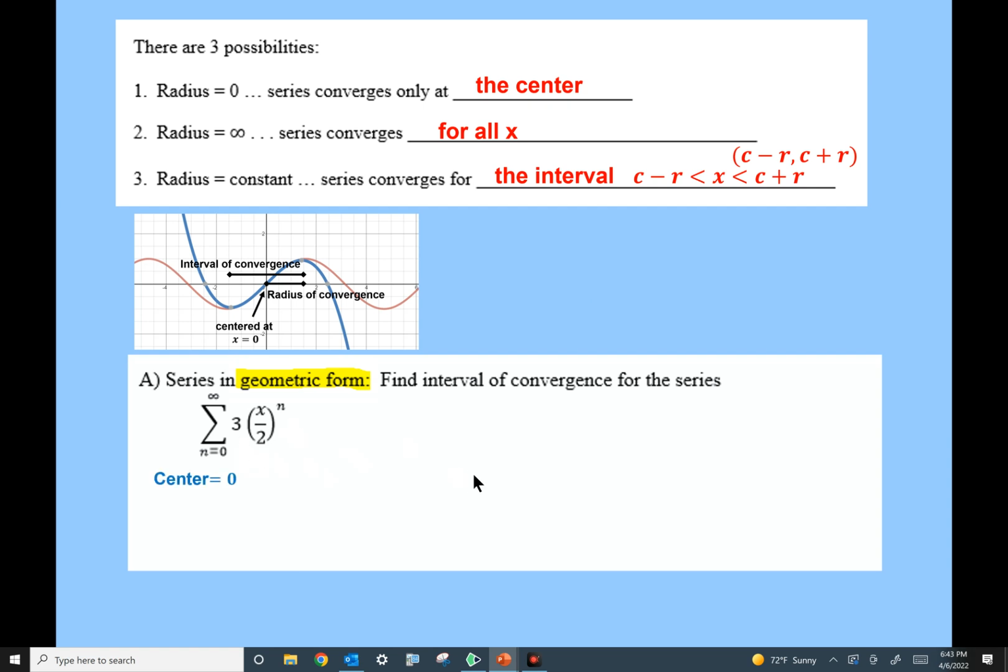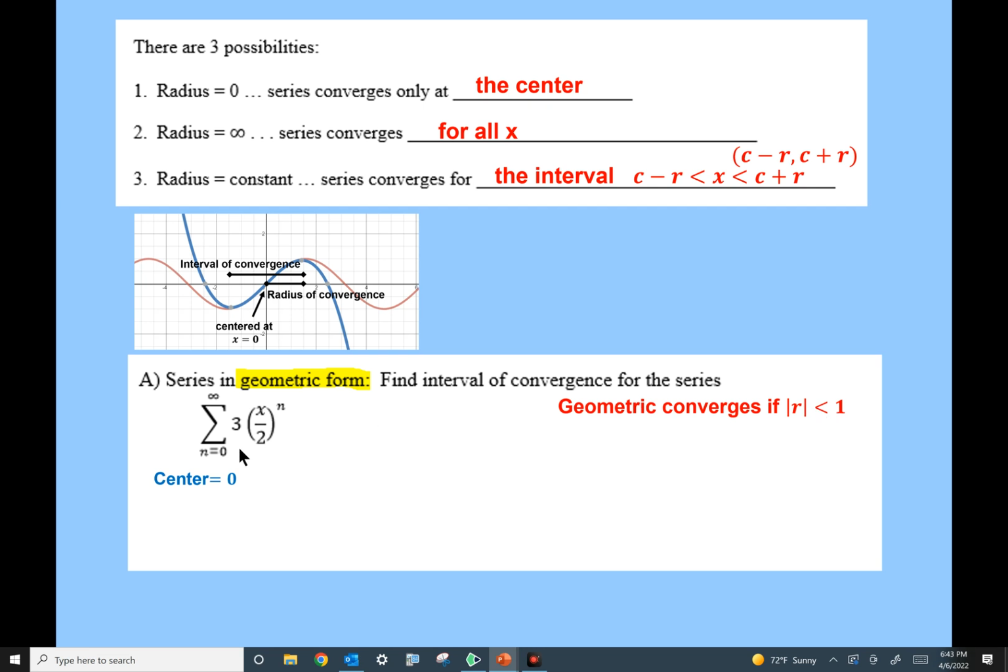Well, the first thing we have to do is always decide where it is centered. We know this one is centered at 0 because there's just an x here. If it had been centered at 2, there would be an x minus 2. Or if it were centered at 5, there would be an x minus 5. All right, so we know it's centered at 0. And we know that for a geometric series, it will converge if the absolute value of r is less than 1.